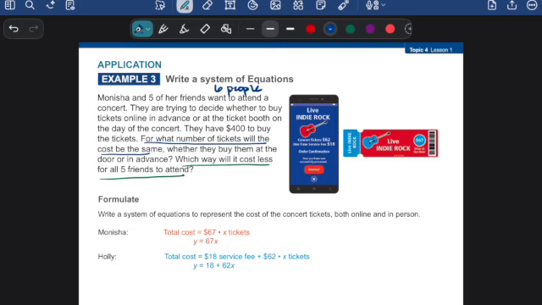So at the door, it's just $67. So how would we write that equation for at the door? Well, just 67 times the cost of tickets. So here's the price at the door. Okay, and then online, it tells us here, it costs $62 per ticket with an $18 service fee. One time, no matter how many tickets you buy. So here's the equation for buying them online.